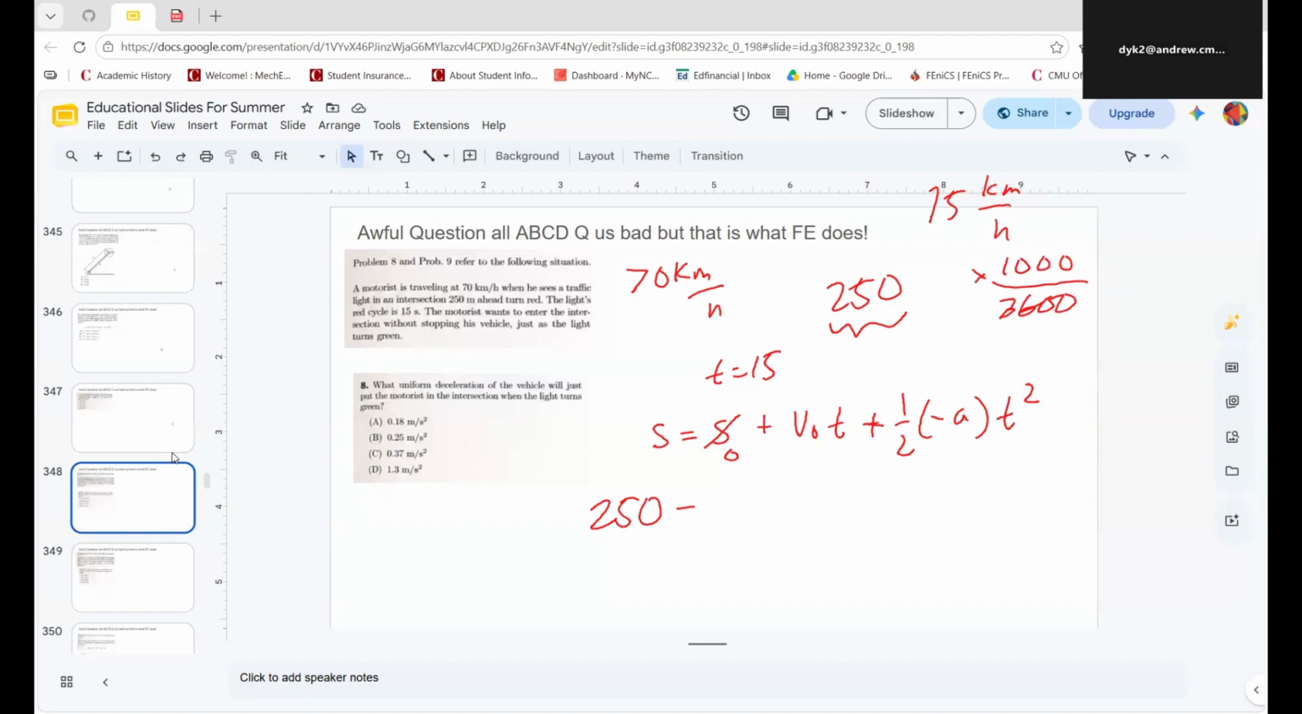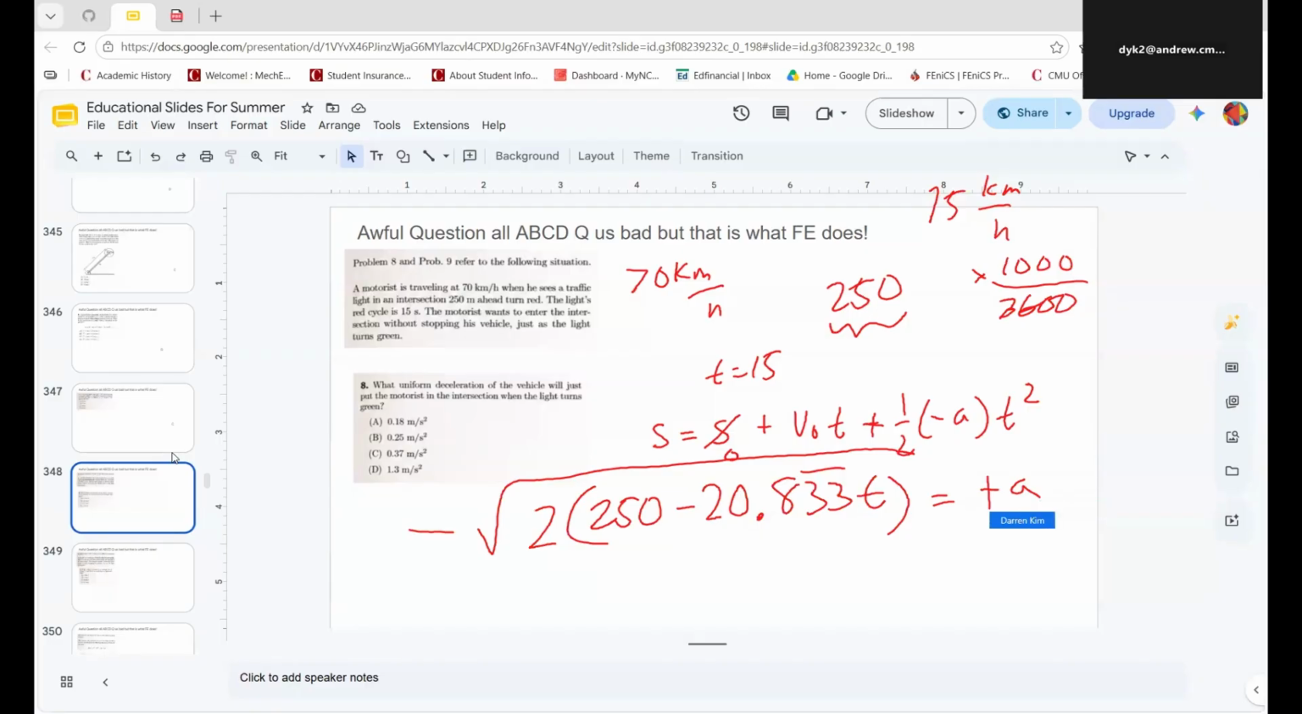I mean, 600. Enter. It's about 20.833 bar t, and then it is this, right? I moved it to the other side. So then it is multiplied by 2, and then it's square rooted, equal to negative a, which is negative and then positive. So second square root of 2 parentheses 250.